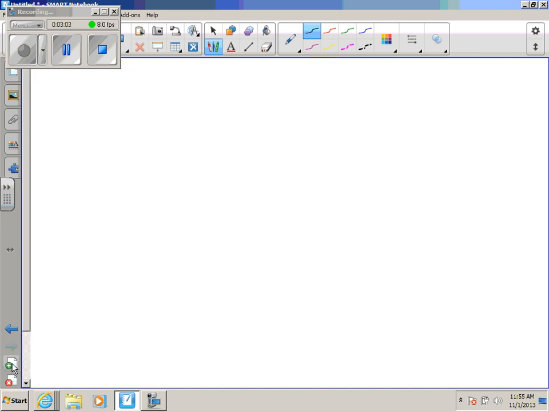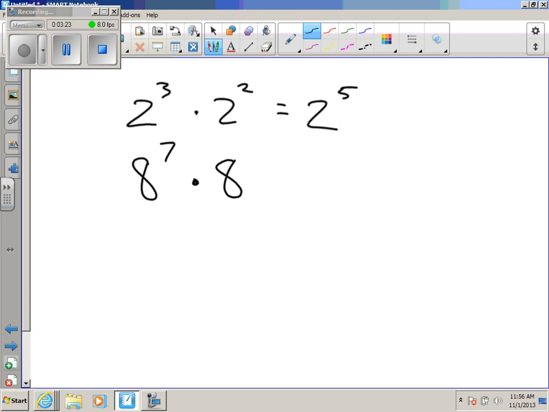Look at the bottom of page 194. The first one they give us, 2 to the third times 2 squared, is going to equal, following the same principle, 2 to the fifth, because 3 plus 2 equals 5. 8 to the seventh times 8 to the fifth is 8 to the 12th. Then 5 times 5 squared.